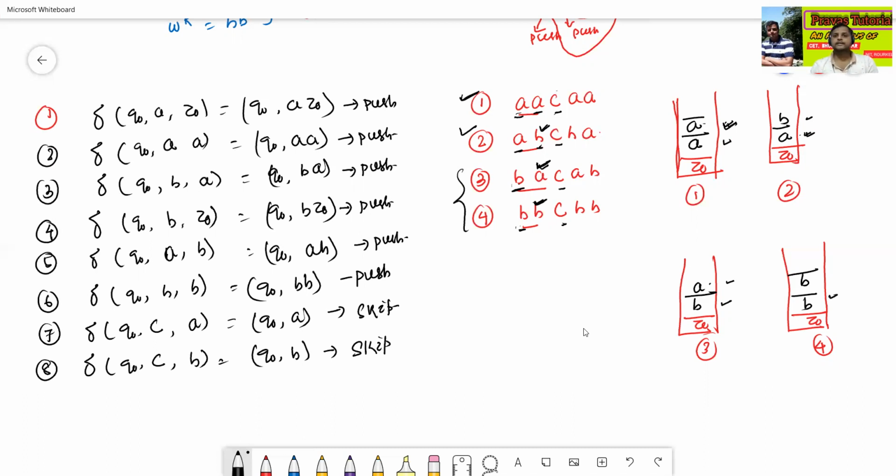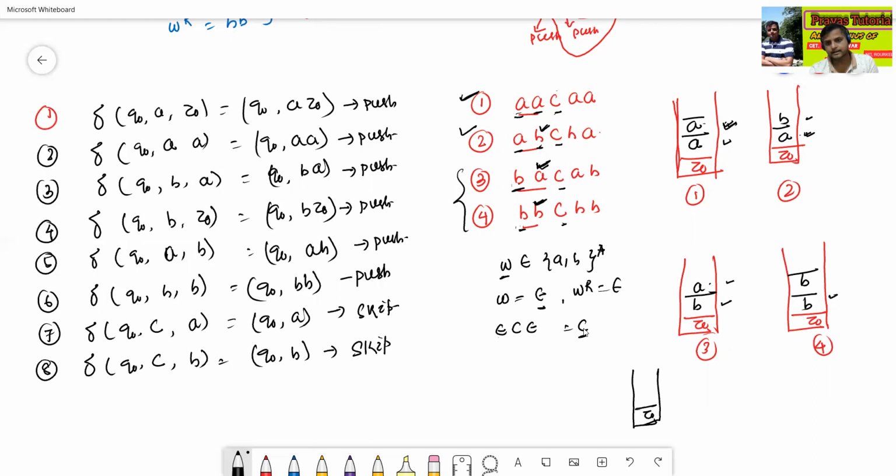One thing is very important here. W belongs to what? (A, B) whole star. If W equals epsilon, because we can take epsilon as a string, then the string looks like epsilon C epsilon, meaning W reverse is also epsilon. So the string looks like what? Only C.